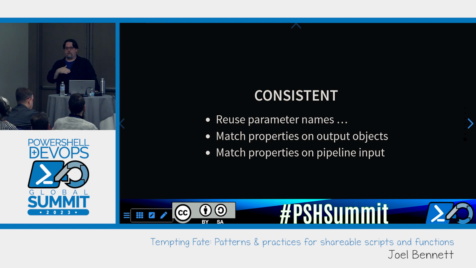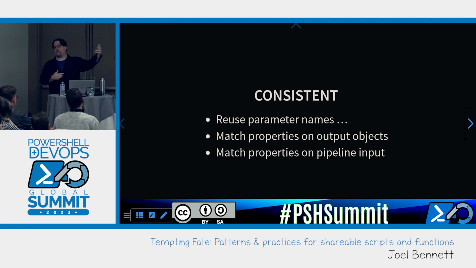Also keep in mind that if you're outputting objects and you have a parameter that comes in, it's going to go out as a property on your object. Try to match those names up so that people can immediately recognize that it's the same thing on both ends, input and output. And again, the properties that we were talking about before, match properties to parameters means you can pipe things in.